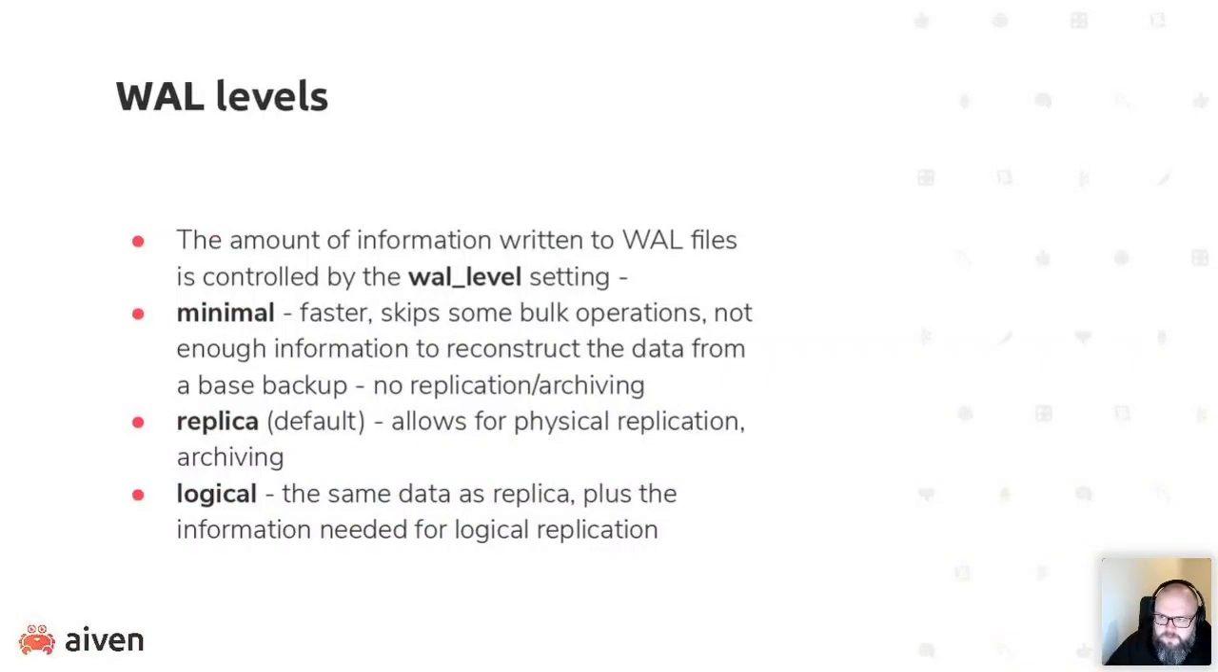The amount of information written to the WAL files is controlled by the wal_level setting. It can have one of three values. Minimal, which has the lowest amount of information. It's faster, but doesn't contain enough data for replication or archiving. Replica, which is the default, contains more and allows for physical replication, archiving, and point-in-time recovery. Then finally, logical, which has the same data as replica, and also the information needed for logical replication. In releases prior to 9.6, this parameter also allowed the values archive and hot_standby. These are still accepted, but they are mapped to replica.